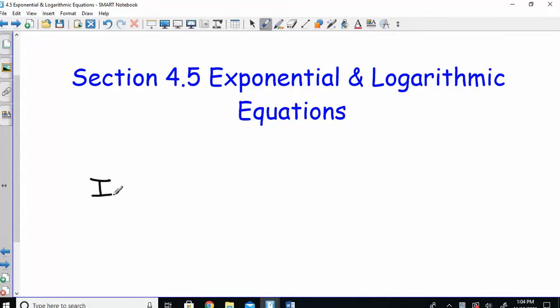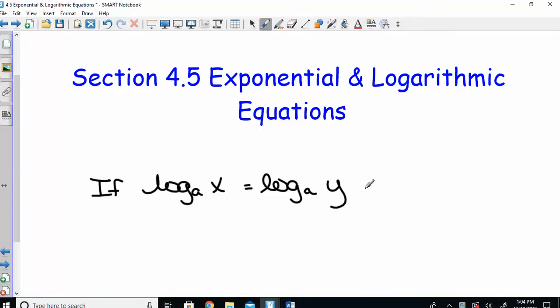Our new property is if log base a of x equals log base a of y, then x equals y, or vice versa. So in other words, if you have a log with the same base on each side, you can drop that and just set the arguments equal to each other. From the other side, if we have this, we can add a log to each side as long as we do the same base.